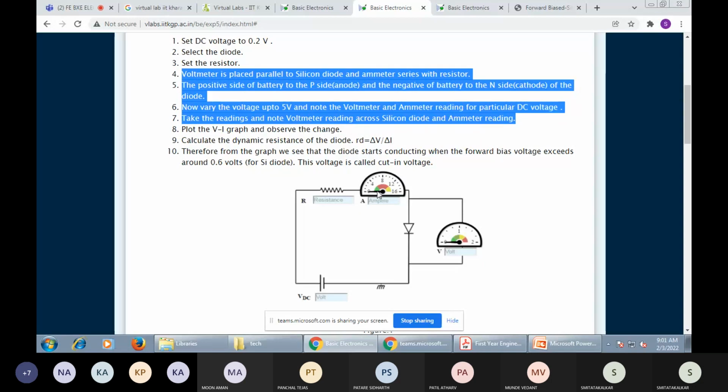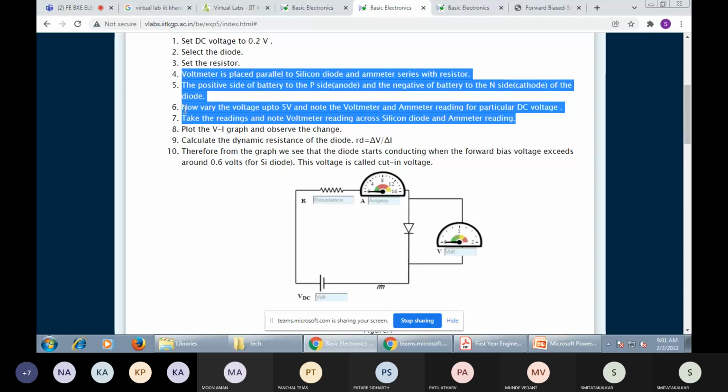Point 4 is one ammeter and the voltmeter is connected. Then the P side of the battery. Here the P side is connected to the anode. You can see the anode terminal is negative and the cathode terminal is positive. But the negative terminal is connected to the P side, the positive terminal of the diode. And on the N side of the cathode, electrons are negative. That's why the N region has negative charge, but the cathode terminal of the diode is positive.